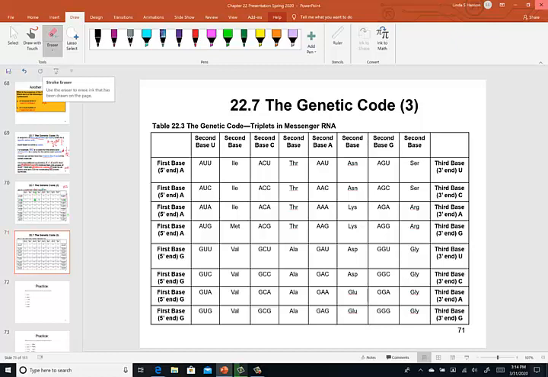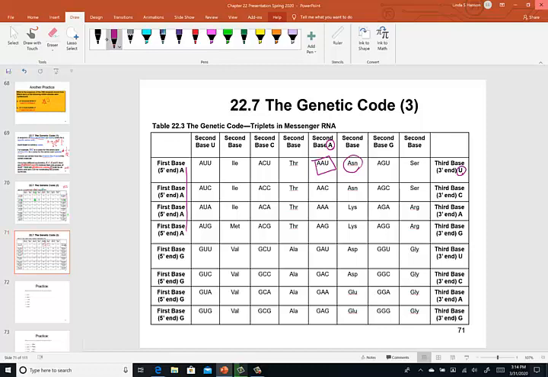Okay. So in this next example, I call this letter B, AAU. So we're here in this area. Here's the A's. The next one is an A, and the last code is a U. So that brings us right here. AAU in this genetic code of a triplet messenger RNA codon gives us the amino acid ASN, asparagine. That's its three-letter code.